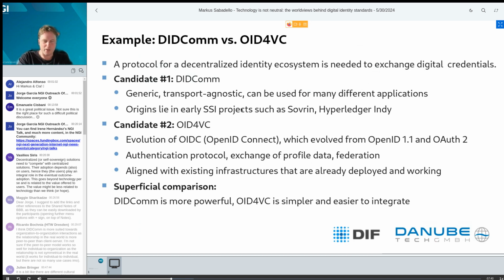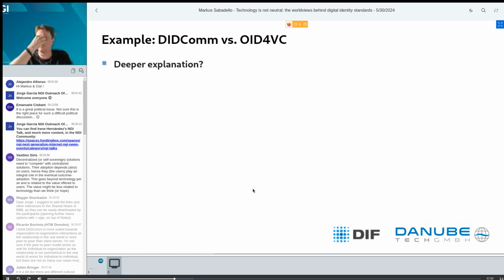So as a comparison, what's the difference? You could say that maybe DIDComm is new, is more powerful, but it's also more complex, right? Whereas OpenID for VC is simpler and easier to integrate because OpenID has been around for such a long time, and it's basically an updated or upgraded version of that. So that's often an argument or a simplified explanation that I've heard over the last few years, that this is simpler and easier to use than this one. But let's try to look behind those superficial comparisons and arguments a little bit. Let's see if there's a deeper explanation.